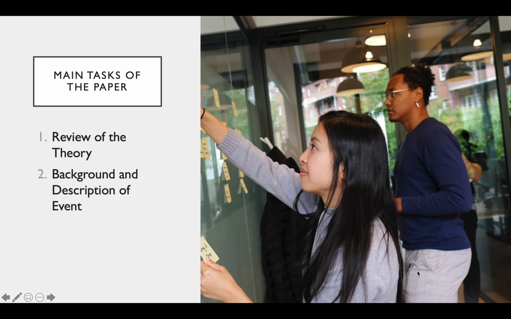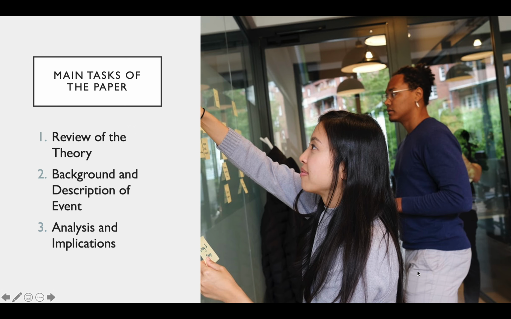In the second section of the paper, you're going to provide background and description of the event that's going to be analyzed. So I don't know what the thing is, likely. Give me a sense of what it is by giving me all important background information and a kind of basic description of what happened.